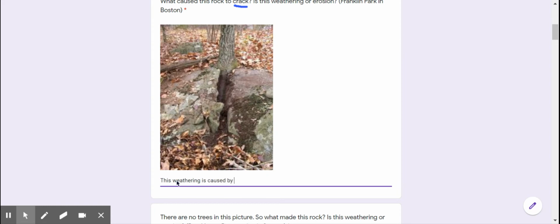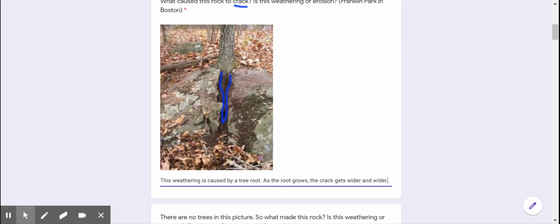is caused by, and I'm looking in the picture, I see this root going into that crack. I'm going to say this weathering is caused by a tree root. And then I'm going to say that I know that when the tree root is in there, the crack is going to get bigger. So I'm going to say, as the root grows, the crack gets wider and wider.